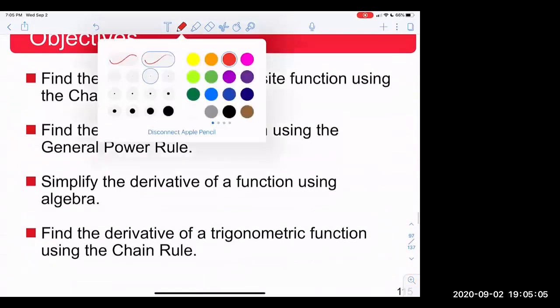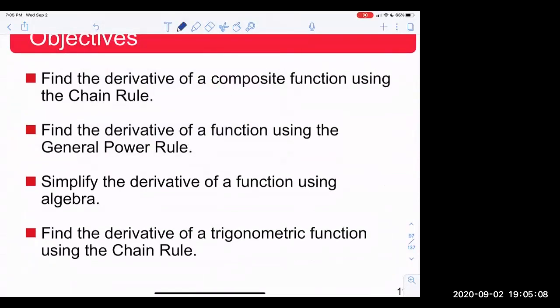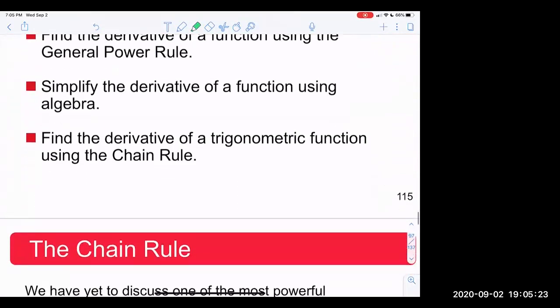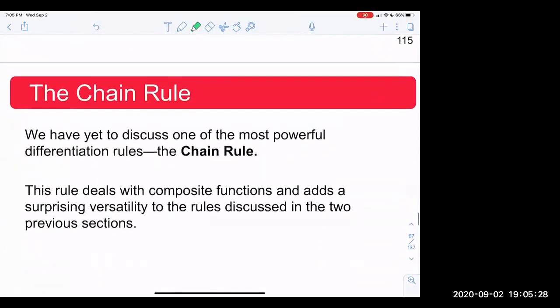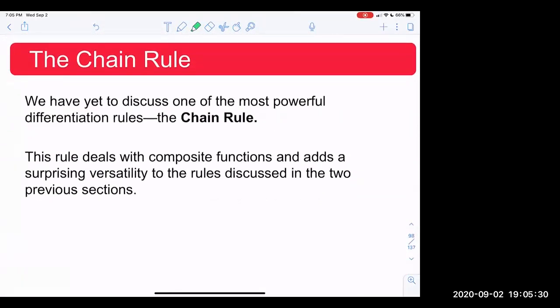So we're going to talk about things in terms of composite functions, how to find the derivative of a composite function using the chain rule, how to recognize when you've got a composite function so you can use the chain rule, how to find the derivative of a function using the general power rule, and then how to simplify the derivative of a function using algebra, and then using the chain rule within trig functions. So this is the final rule of how to take derivatives, and it's probably the most powerful.